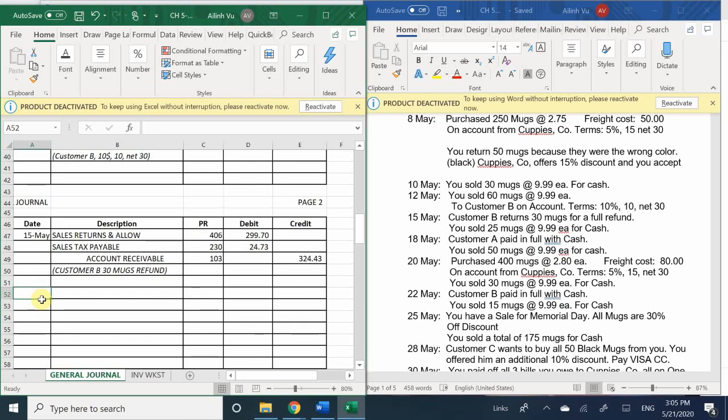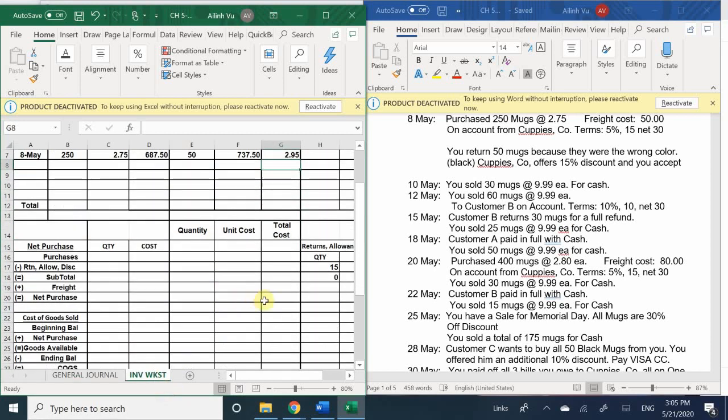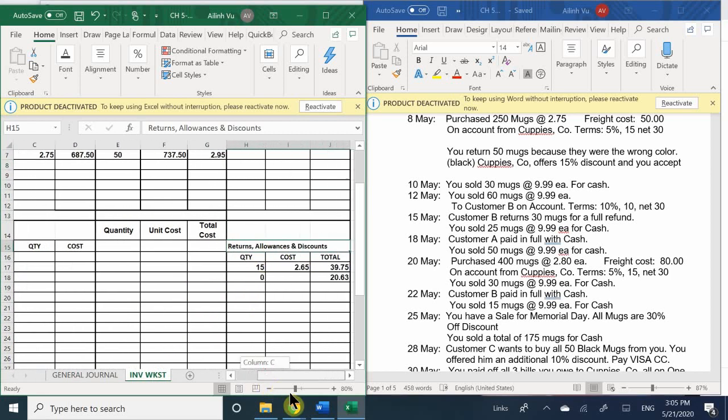Sales. Okay. And then because you asked me, don't we record it? Where are you recording this? Under sales returns and allowances. Yes, we've done that right here. Okay. If you're talking about the inventory worksheet, remember, this is purchase returns and allowances. We're not dealing with our vendors. We're dealing with just our customers. Our customers have nothing to do with this worksheet at all. So we don't need to record it here.